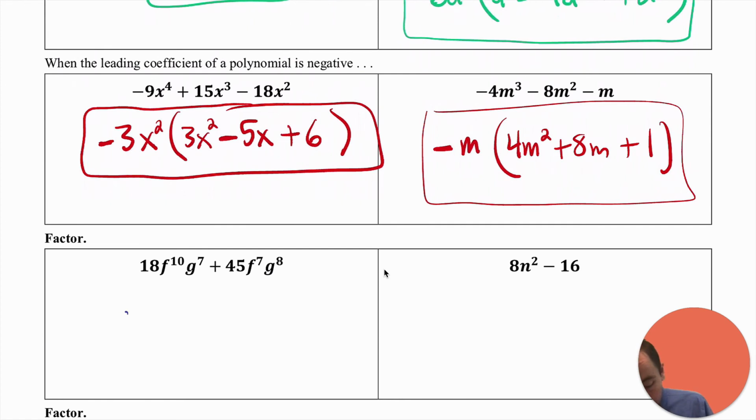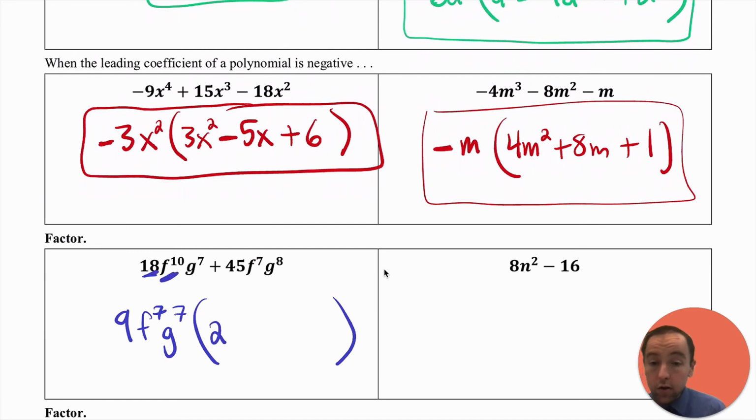You have to factor out the greatest, so factor out the 9, but then also compare the f variables, f to the 10th and f to the 7th, so the greatest they would share is f to the 7th, and then g to the 7th and g to the 8th, the greatest they share is g to the 7th. So that right there specifies the GCF that we can factor out, and then from there you have to think about multiplying to equal 18, so 9 times 2, right?